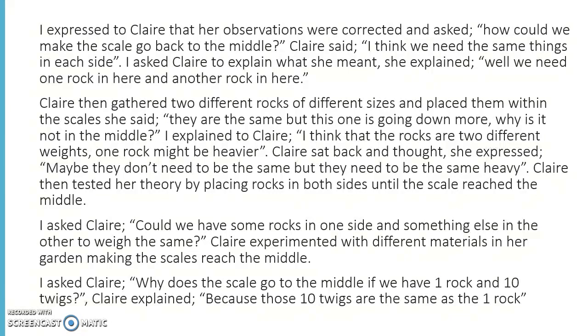Claire sat back and thought. She expressed, "Maybe they don't need to be the same, but they need to be the same heavy." Claire then tested her theory by placing rocks in both sides until the scale reached the middle. I asked Claire, "Could we have some rocks in one side and something else on the other side to weigh the same?" Claire experimented with different materials in her garden, making the scales reach the middle. I asked Claire, "Why does the scale go to the middle if we have one rock and 10 twigs?"